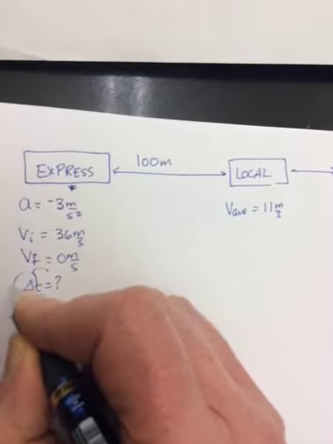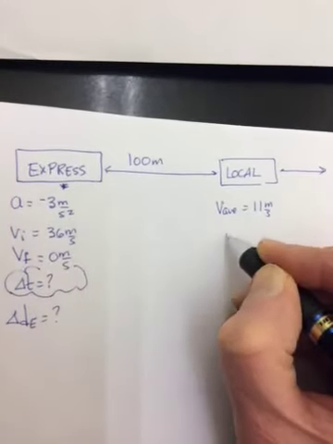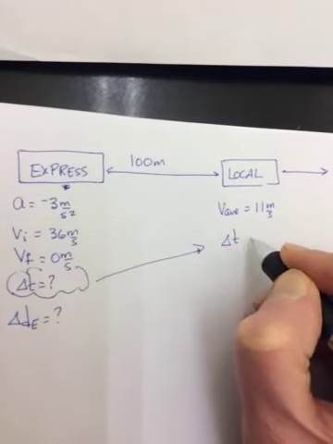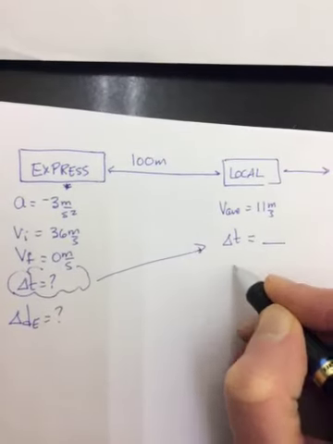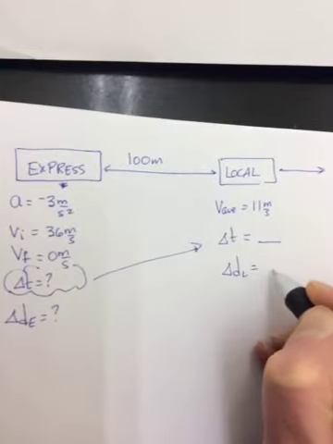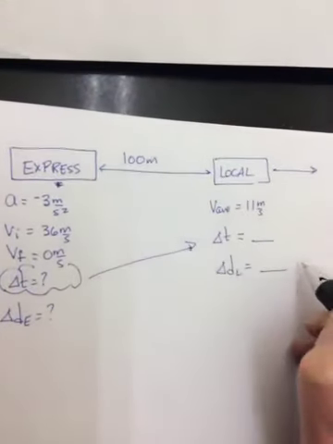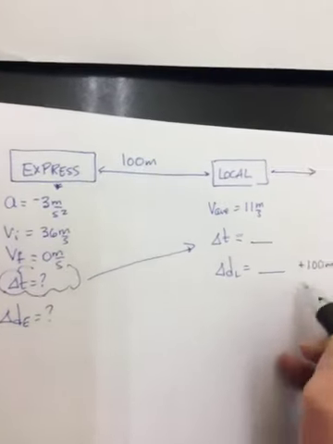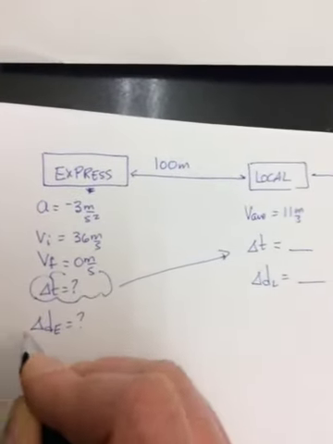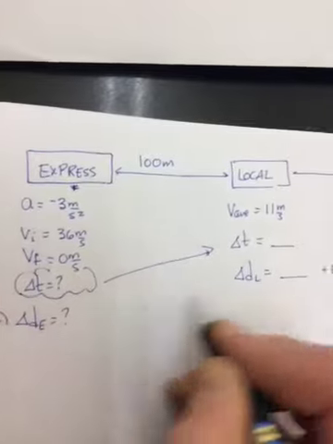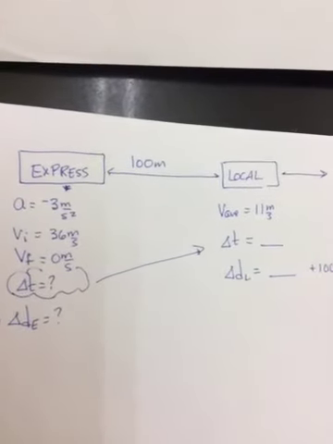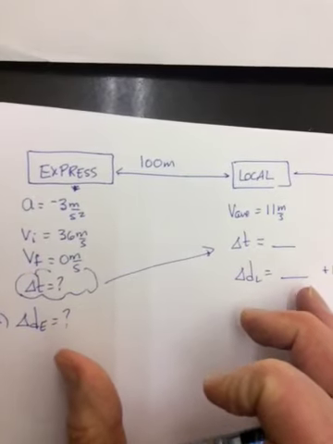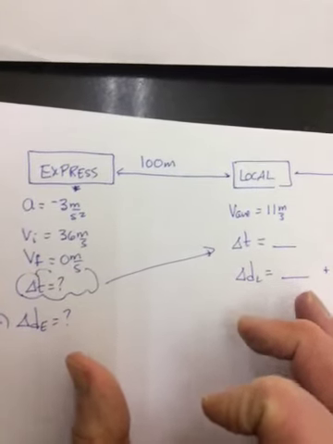In that same time that you just found, use that time over here to find out how far the local train traveled, remembering that you need to add on the 100 meters because it has a 100-meter lead. Okay, so in part A, you're going to get the distance the express train traveled, the distance the local train traveled. You're going to look at those two distances and you're going to decide, is there a collision?